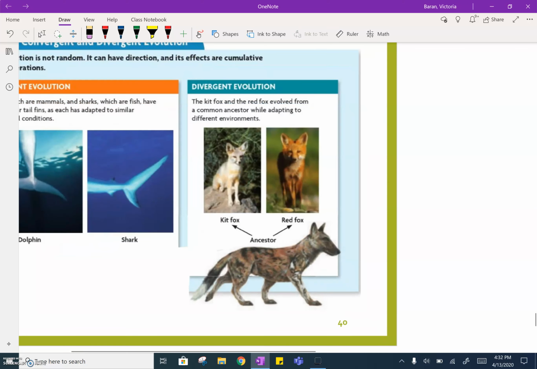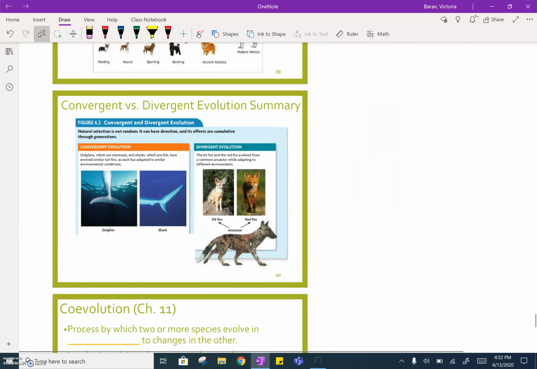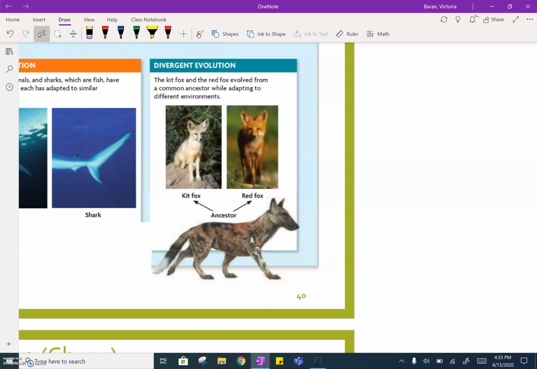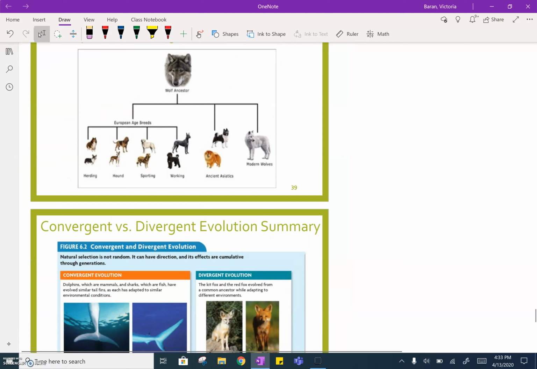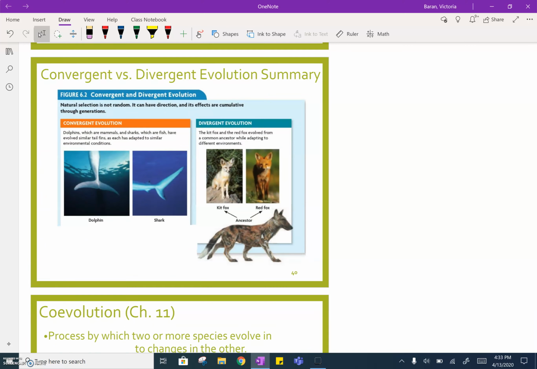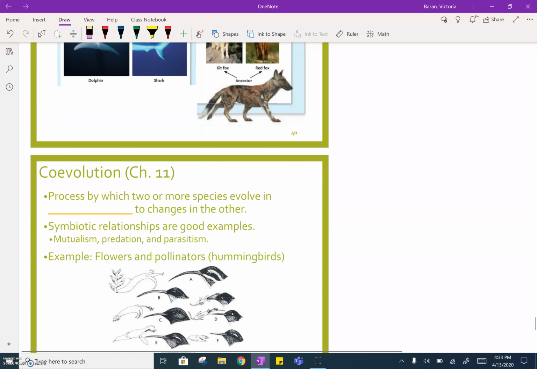There is another example with foxes. So instead of talking about something like dogs or even these finches, there is a kit fox and a red fox. They live in different environments and they have adapted to those different environments. And most likely they shared a common ancestor. So again, very similar to what we see with the dogs, the finches, and even those marsupials. We have organisms that have a common ancestor, but then they adapt to different environments and therefore developed different physical traits in response to that.